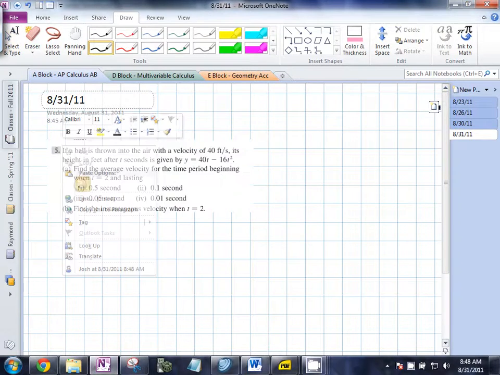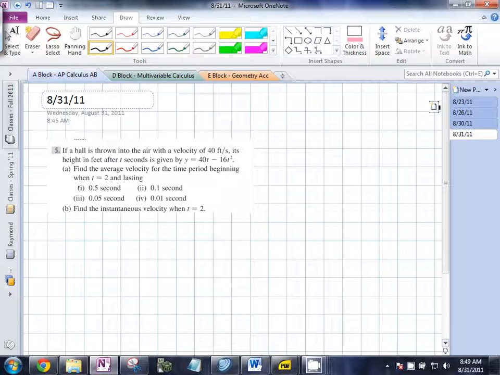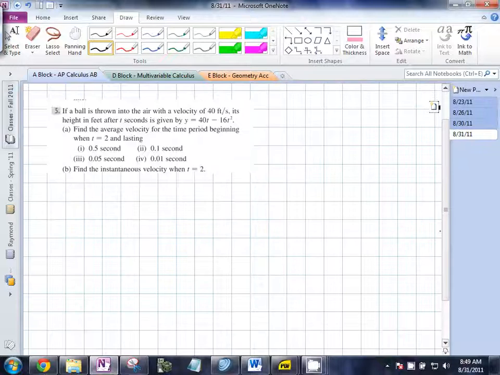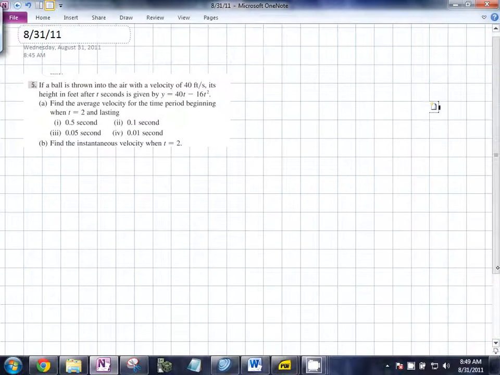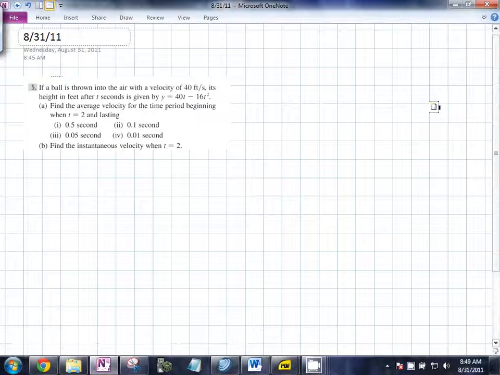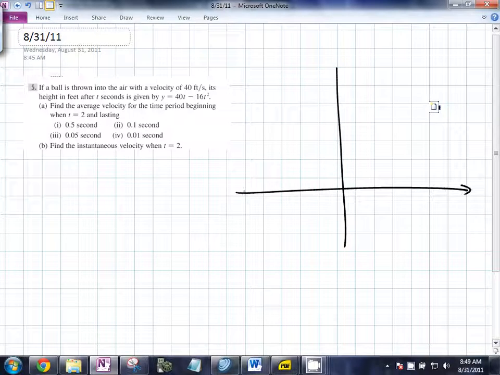So it says a ball is thrown into the air with a velocity of 40 feet per second. Its height in feet after t seconds. So is this a velocity function? No. Its height after t seconds. What is it? Height. Yeah, it's a height function, but in physics terms, you wouldn't really call it a height function. What would you call it? Yeah, position. Free fall. It's going up, it's going down, right? So we'll call this time.